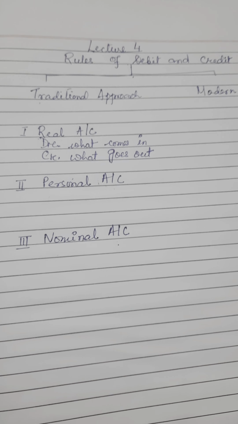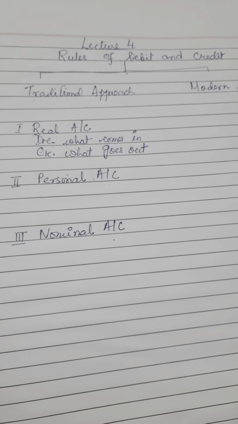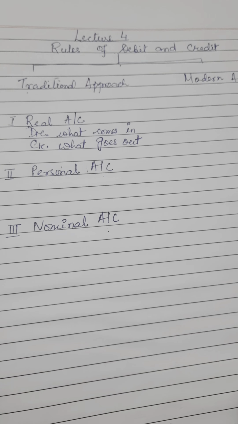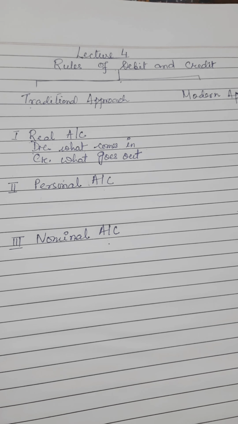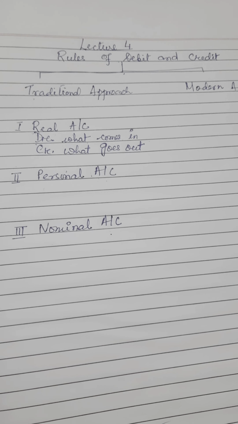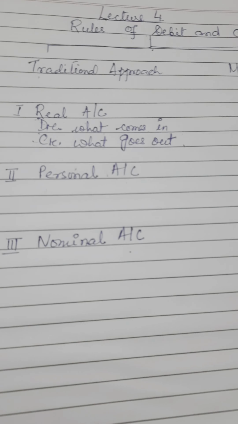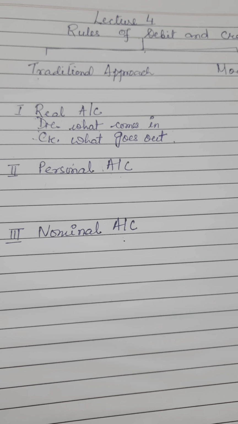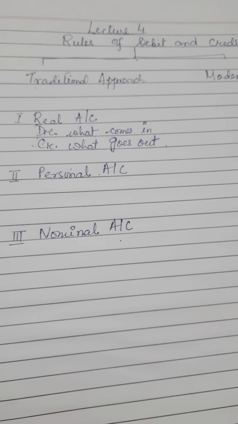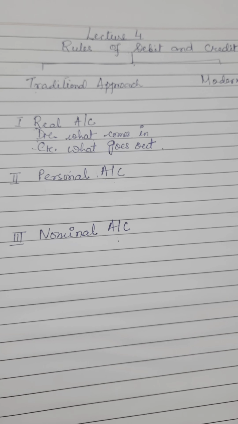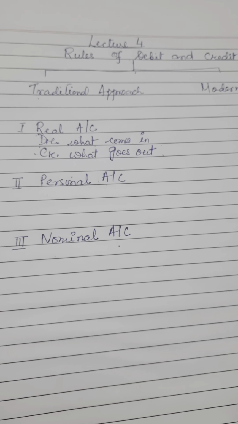For example, you are buying furniture, so what is coming in the business? Furniture is coming in, so you have to debit the furniture. But for buying the furniture, what is going out? Cash, the money is going out, so credit what goes out. So I repeat, in the real account, if any kind of assets are coming in, you have to debit it. If it is going out, then you have to credit it.